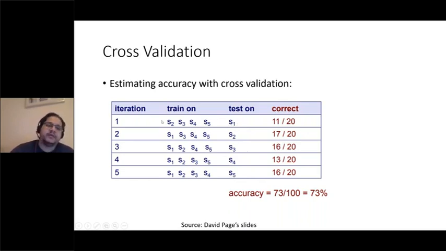Here we are testing on S1. Here we are testing on S2, S3, S4, S5, but with different models. They have the same hyperparameters, but the computed model is different. So we are testing on all of them. If we have 100 samples, we are testing on 100 samples. Instead, like in the previous case, we were testing only on 20%. Do you see the advantage here that we have?